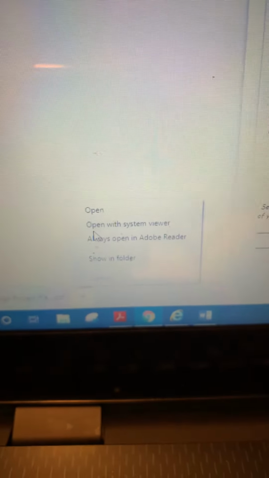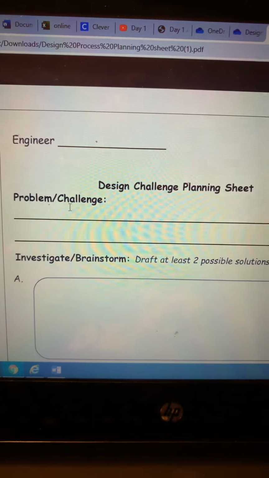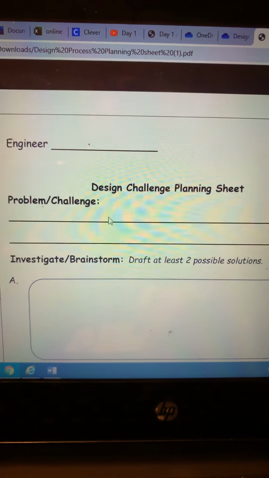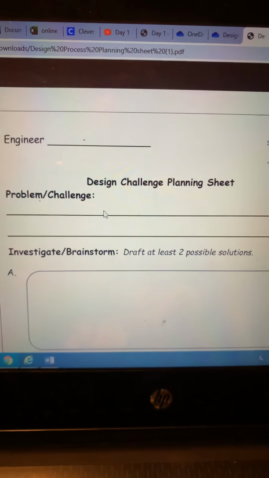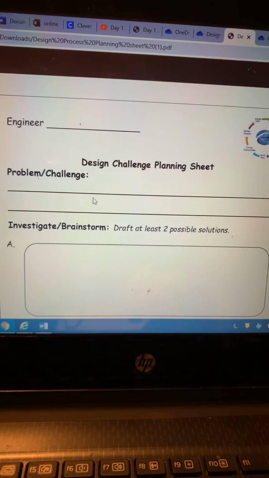Okay, once it's finished, you'll be able to click on it and then open it. So I'm going to go ahead and open our design challenge planning sheet. So you will go ahead and write the problem or challenge in this section. You can type it, or if you have a copy in your packet, go ahead and write it in there.